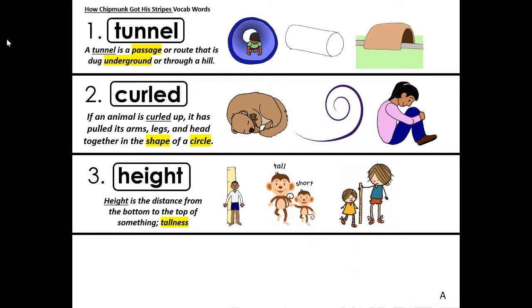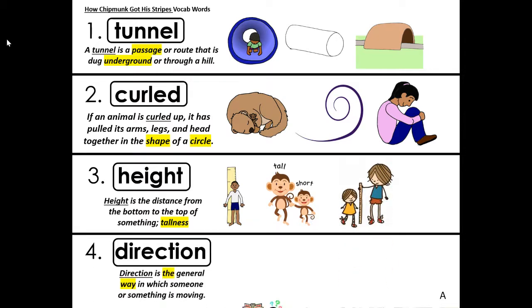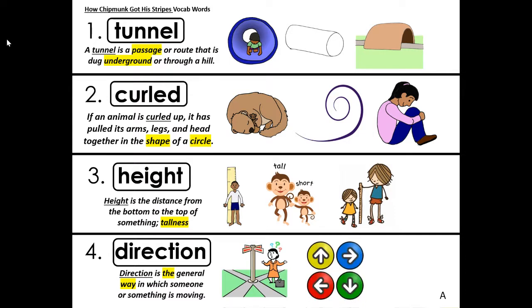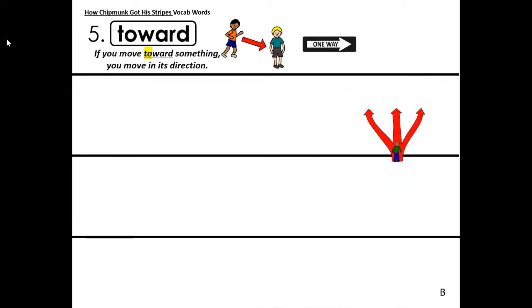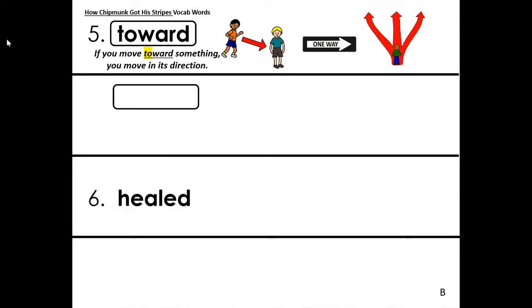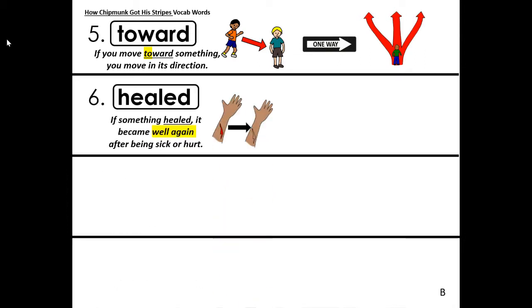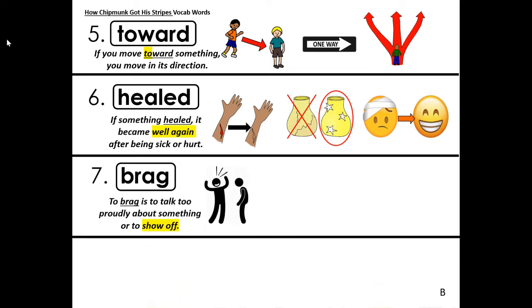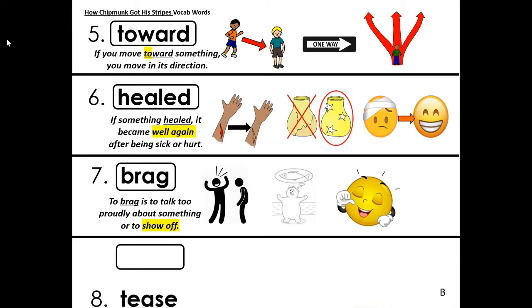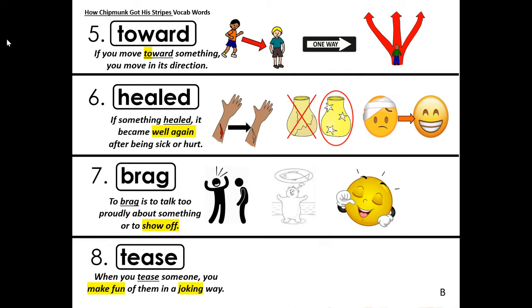Tallness. Height. Number 4, direction. Direction is the general way in which someone or something is moving. Direction. Number 5, toward. If you move toward something, you move in its direction. Toward. Number 6, healed. If something healed, it became well again after being sick or hurt. Healed. Number 7, brag. To brag is to talk too proudly about something or to show off. Brag. Number 8, tease. When you tease someone, you make fun of them in a joking way. Tease.